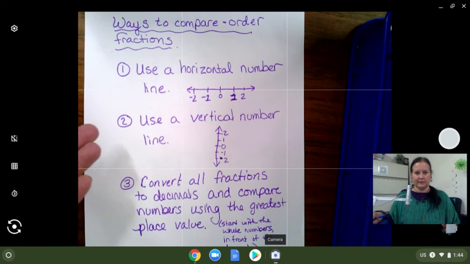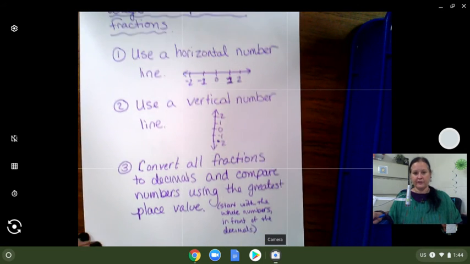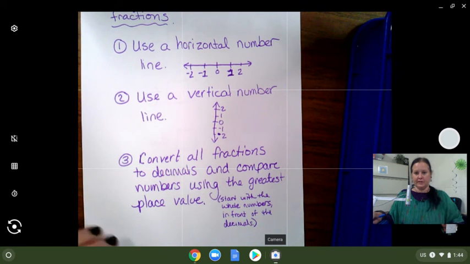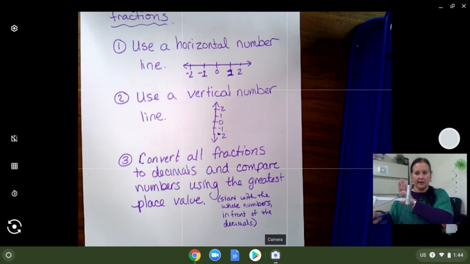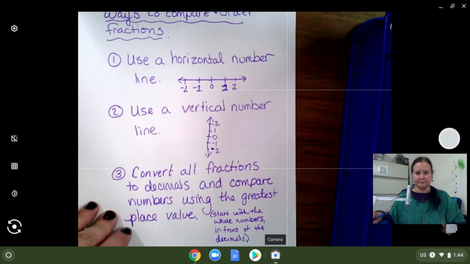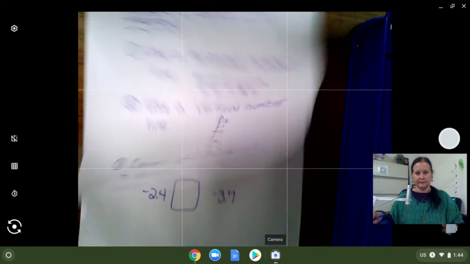So you could use a horizontal number line. You could use a vertical number line. Remember, horizontal, vertical. Or you could convert all your fractions to decimals. Then just compare using the greatest place value. So you start with the whole numbers, compare those, then you do the tenths, the hundredths, the thousandths. So you could convert them all to fractions. Okay, you could pause that and write it down if you'd like to.